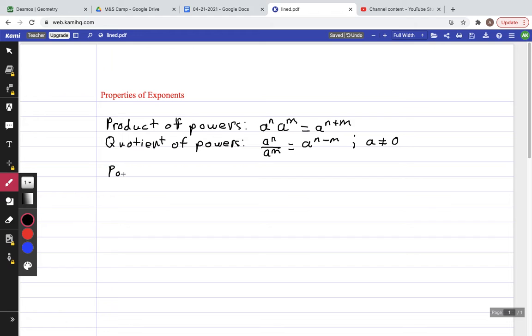Then we have a power of powers property. And this property says if I have a number being raised to a power, and then I raise that entire value to a power, what I end up with is that original number to a power that is the product of our two exponents.